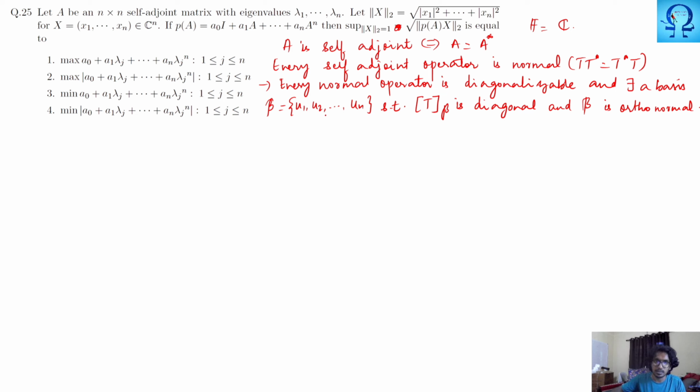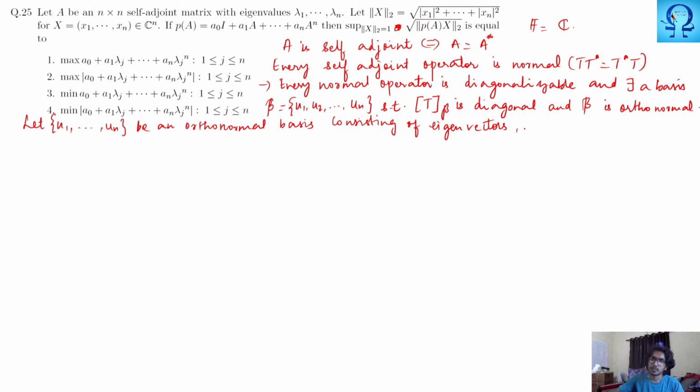We have selected u1, u2, etc. un as an orthonormal basis consisting of eigenvectors. So basically what we are assuming is that the collection u1, u2, etc. un is an orthonormal basis consisting of eigenvectors, that is, A ui equals lambda i ui, where i runs from 1 to n.